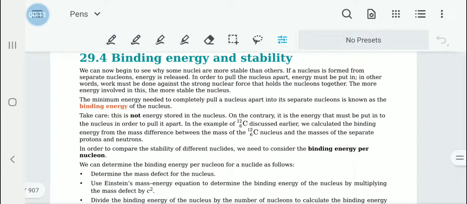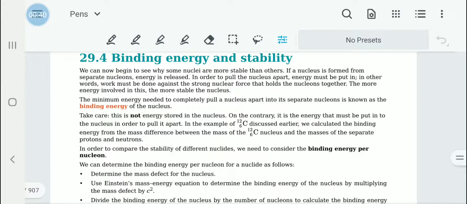Now what we are going to do is figure out why some nuclei are more stable than others. We spoke about some nuclei being unstable. So why is that? If all the protons and neutrons are bound together by the strong nuclear force, why are some of them unstable? This is something that we need to figure out.